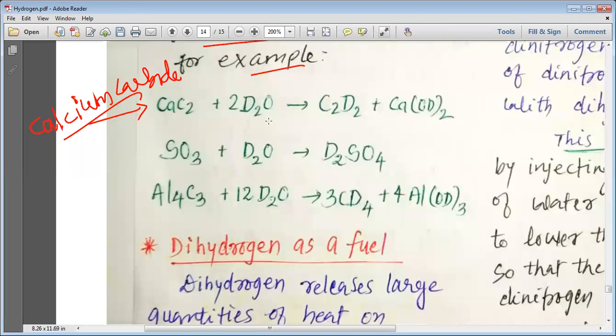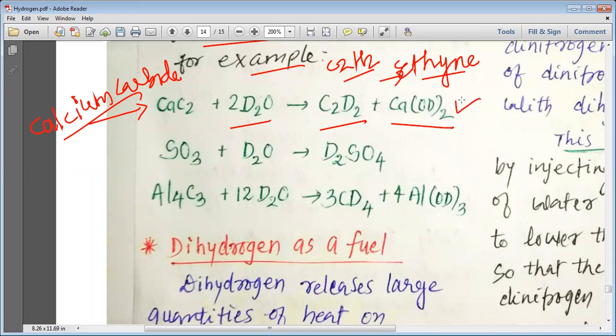When calcium carbide reacts with heavy water, it produces C2D2. What is C2D2? Actually, it is C2H2, which is ethyne. But if it is C2D2, then instead of hydrogen as in ethyne, we have deuterium. So this C2D2 is prepared by the reaction of calcium carbide with heavy water. And remember that we also get Ca(OD)2.